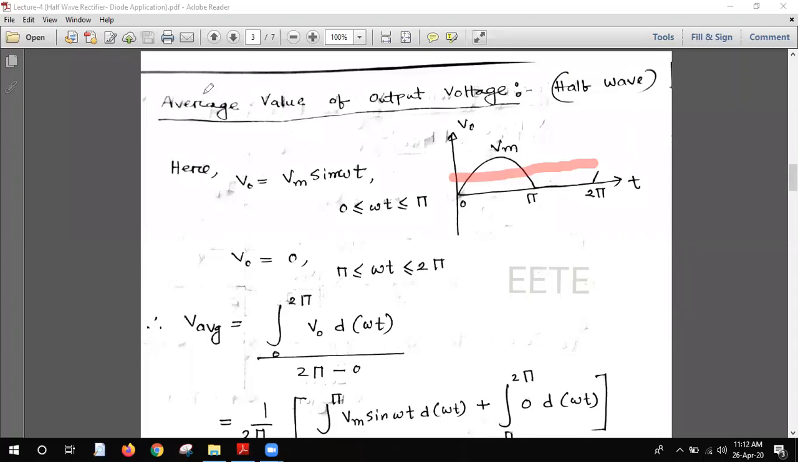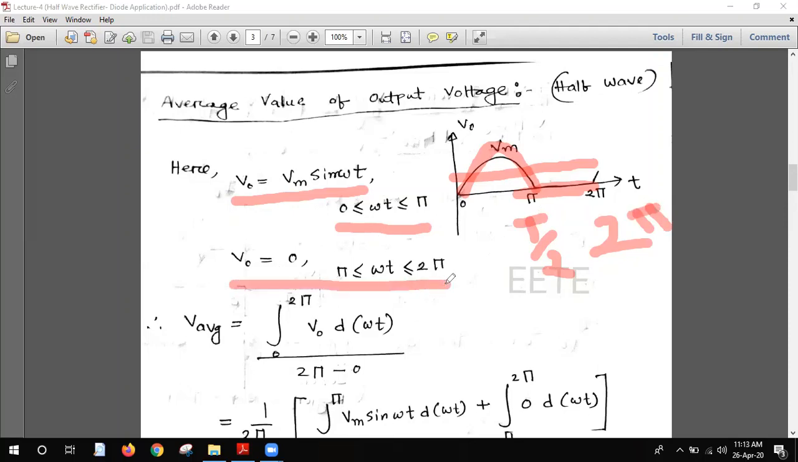We have already understood differentiation and integration in different mathematical courses, so it will be very easy for all of you. I'm just showing you a little bit. In the positive cycle you have the voltage, but in the negative cycle the output is zero. So in the positive cycle V output equals Vm sine omega t, where the range is zero to pi. The half cycle is pi, 180 degrees, and the total cycle is 2 pi. In the negative cycle the output is zero.